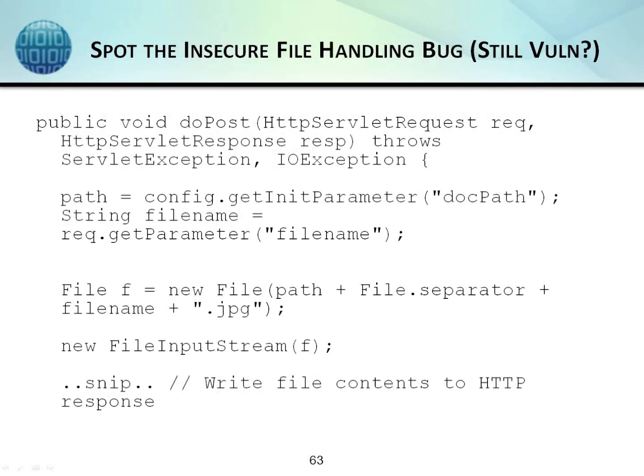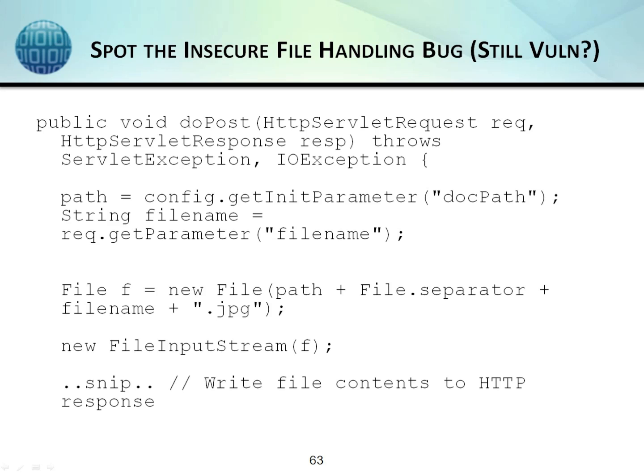So here's a variation of that code. Now the developer is taking a step further and requiring that the file extension be .jpg, appending it, making it a little more difficult to retrieve any file on the web server. But does anybody think of something you might try here to bypass this? Poison null byte? Yeah, using a poison null byte.